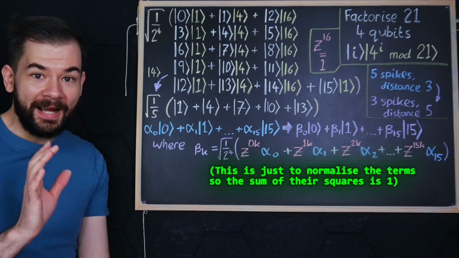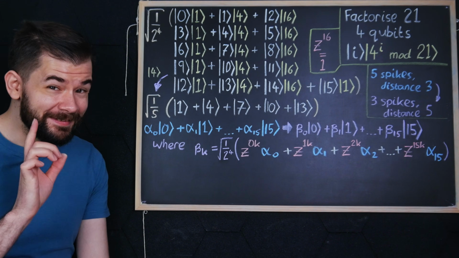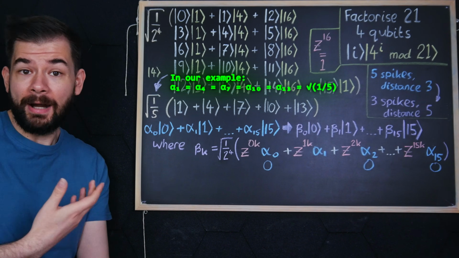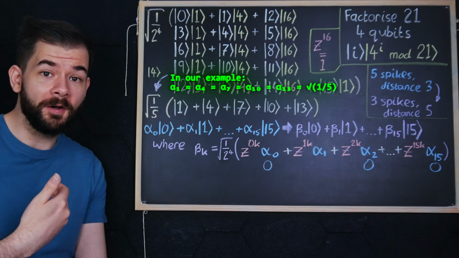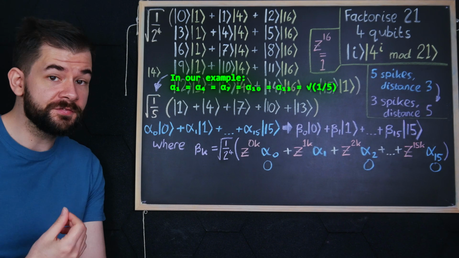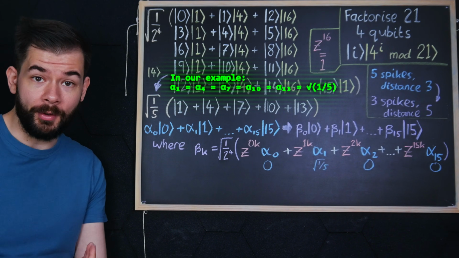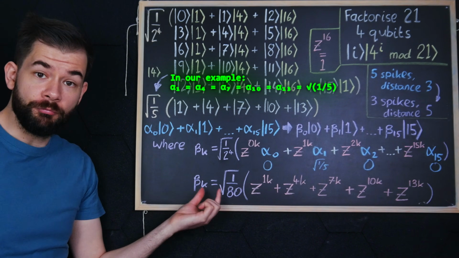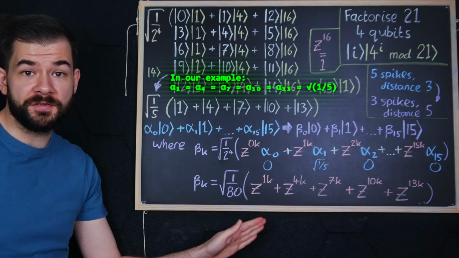Now take a deep breath, because I know this looks horrendous, but it's simpler than it looks. Because remember, most of these alphas are 0. In our example, only those attached to 1, 4, 7, 10, and 13 are non-zero, and they're all the same, the square root of a 5th. So I can factor out that root 5th, write it as root 1 over 80, and I'm left with just this sum here.